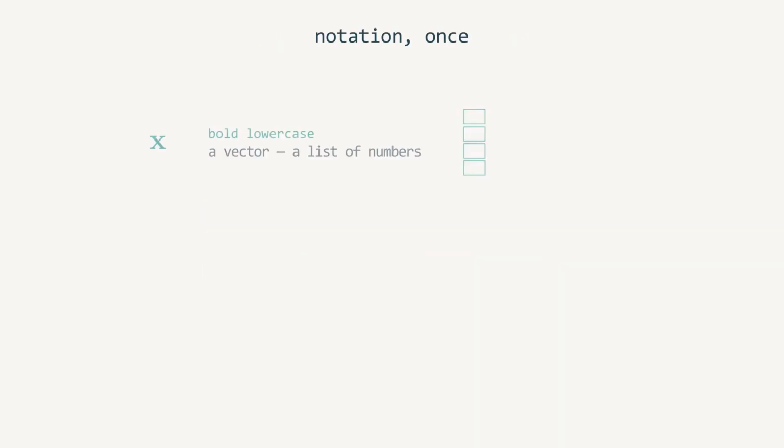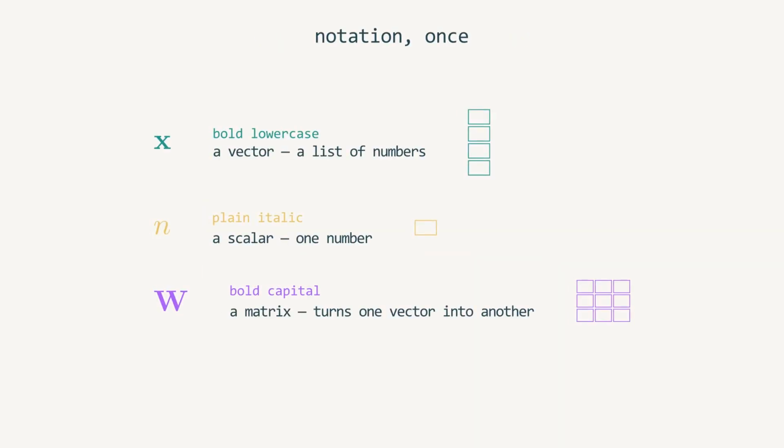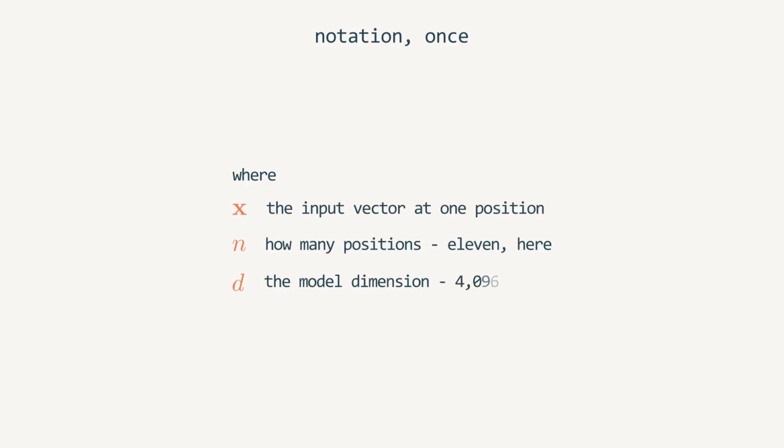Before we build anything, 30 seconds on notation, because the formula at the end is unreadable without it, and readable with it. Bold lowercase means a vector. Not one number, a whole list of them, 4,096 of them in our case, describing one token. Plain italic means a single number, a score, a weight, a count. Bold capital means a matrix, a grid of numbers that turns one vector into another. That's the entire convention, and it carries the whole video. When you see bold, think list. When you see plain, think one number.